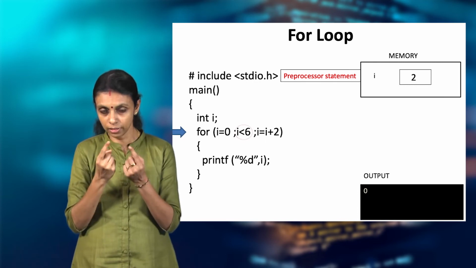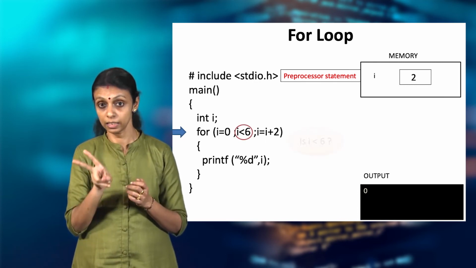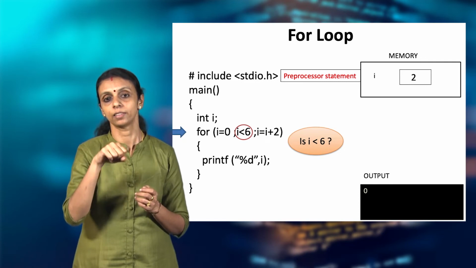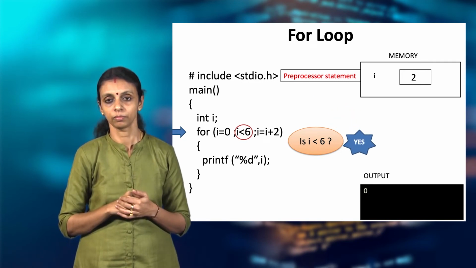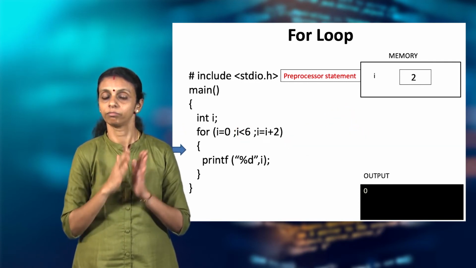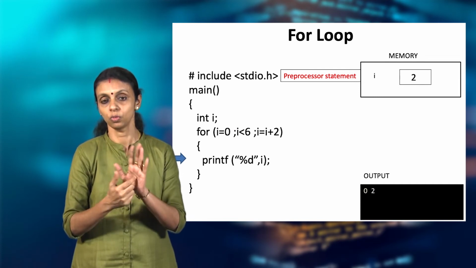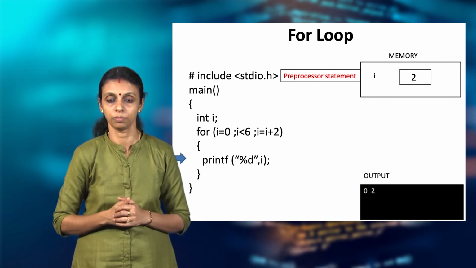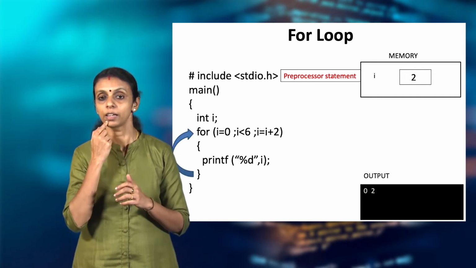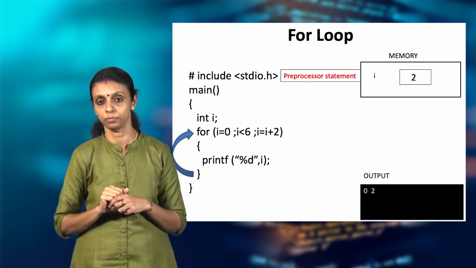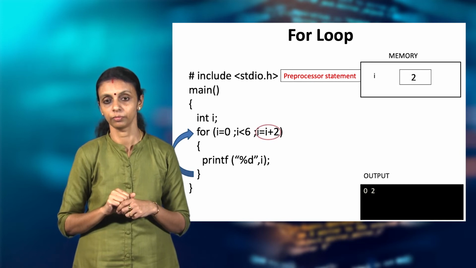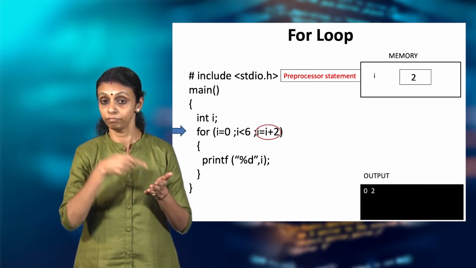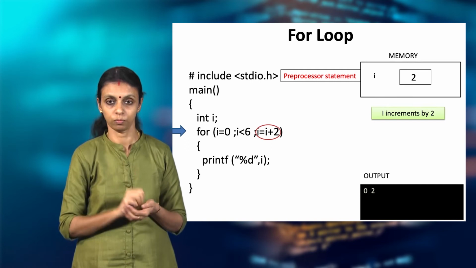Checks the condition, I less than 6. Yes. The statement in the loop executes and prints value of I, that is 2. Then update expression, I is equal to I plus 2, that is I is equal to 4.